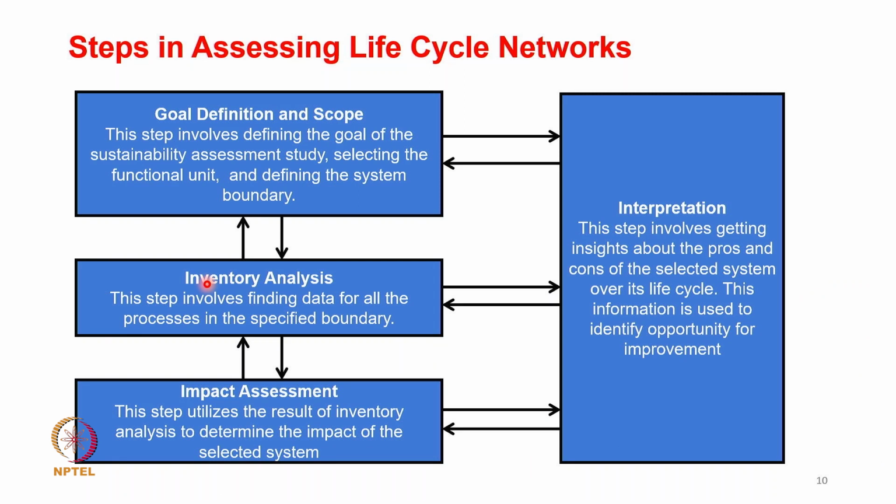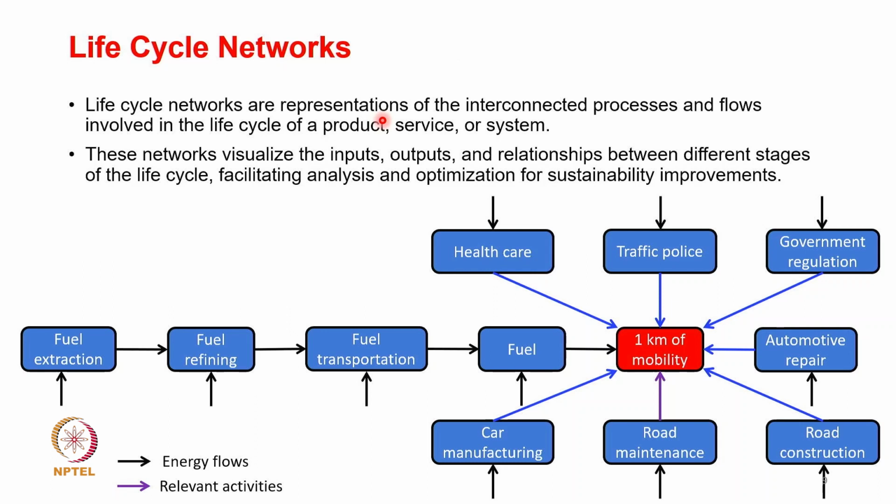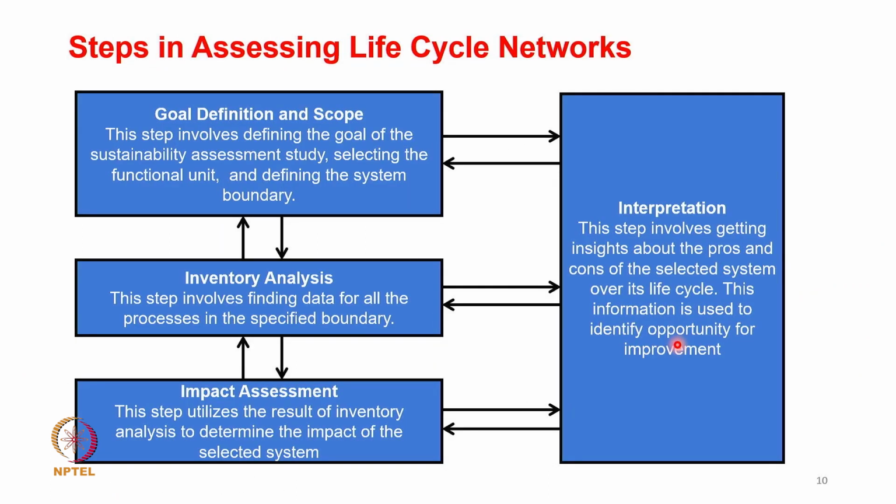For assessing the life cycle network, there are 3 steps involved. You have to define the goal and the scope. If you don't define the goal or scope, this network can be infinitely huge. So you have to reasonably stop at some point and identify the best way that you can represent this. And you need to identify what are the things involved and find the data, which we call the inventory, and of course the last step is the impact assessment.